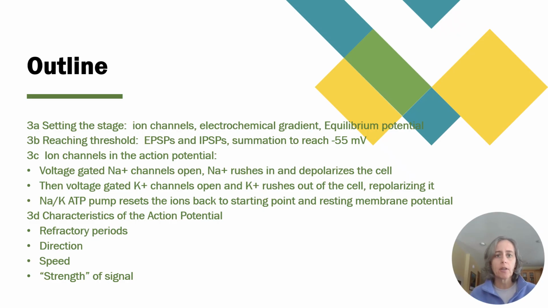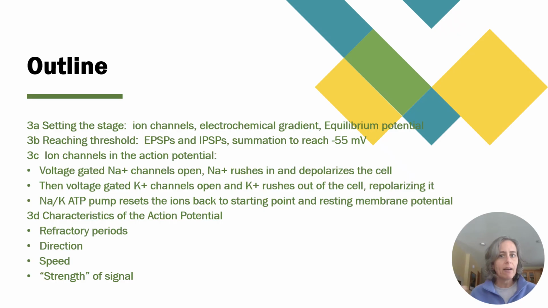In 3B, we talked about reaching threshold. All neurons are constantly receiving signals from other neurons, or other things if they're sensory neurons. Those can be excitatory, EPSPs, or inhibitory, IPSPs. Excitatory ones briefly move the membrane potential less negative, closer to zero, depolarizing it a little bit towards that negative 55 membrane potential for threshold. IPSPs allow ions to move in such a way that it makes the inside of the cell more negative and moves you farther away from that threshold.